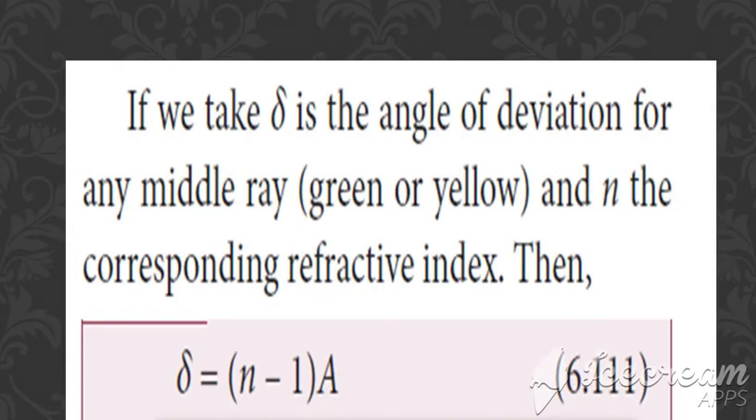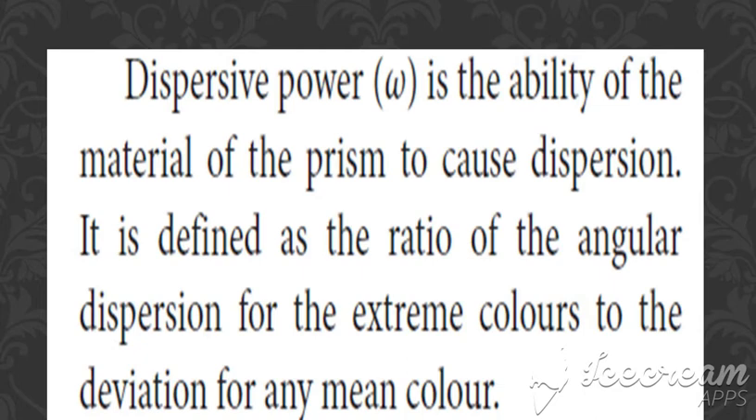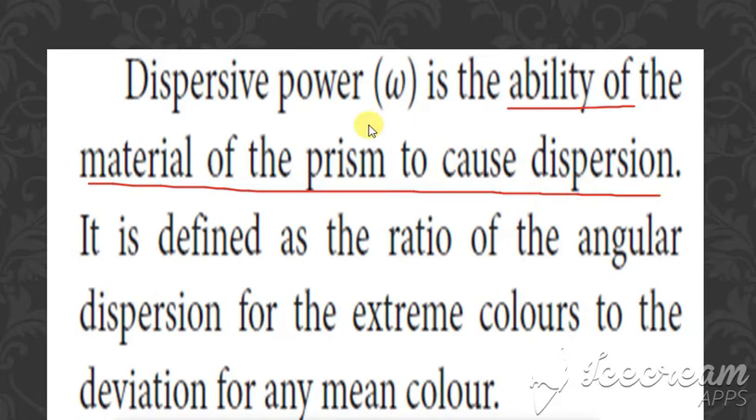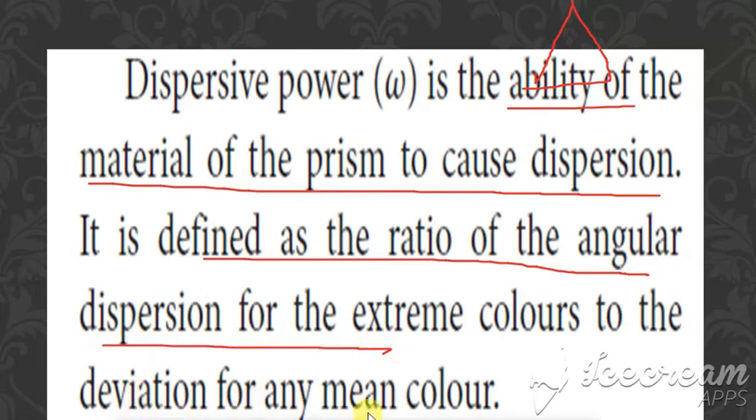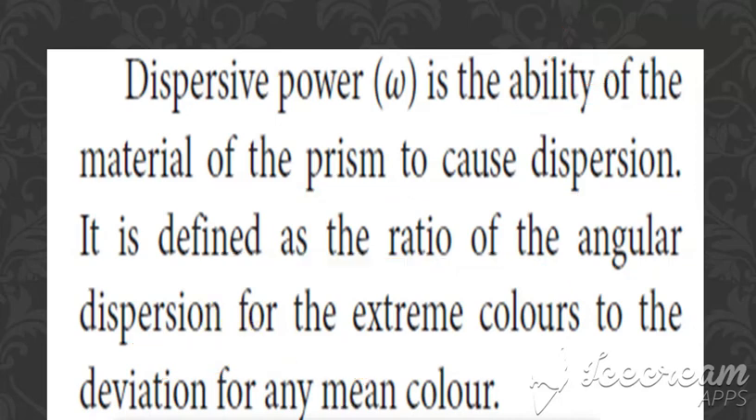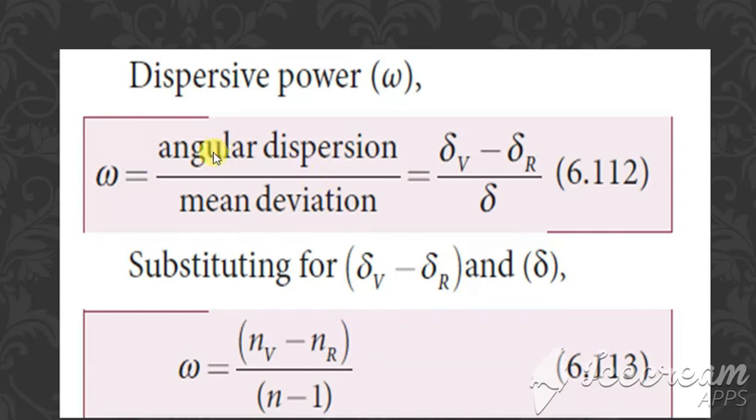Now again we take the formula del is equal to n minus 1 into A. The dispersive power is defined as the ability of the material of the prism to cause dispersion. It is also defined as the ratio of angular dispersion to the deviation for the mean color. So it is given by angular dispersion divided by the mean deviation.